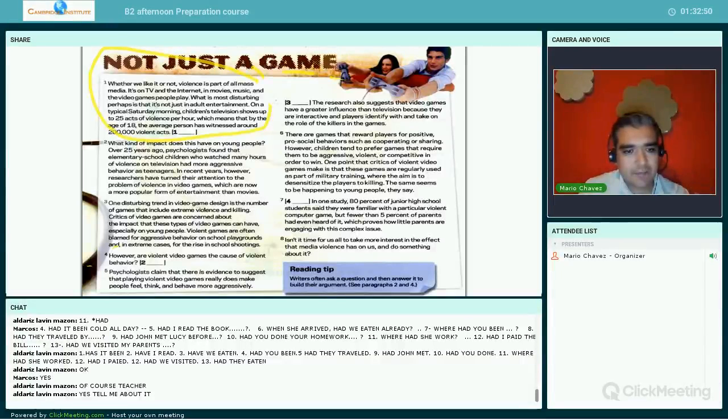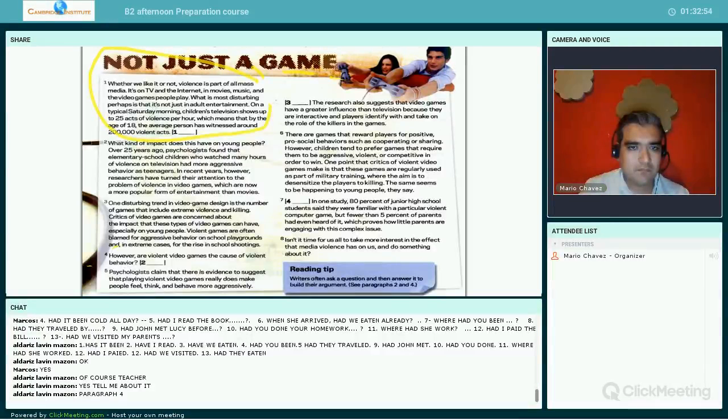You just need to identify in which paragraph they're talking about parents. Paragraph 4. In number 4. Aldari says number 4. What do you think, Marcus? Would it fit in number 1, 2, 3, or 4? What do you think?